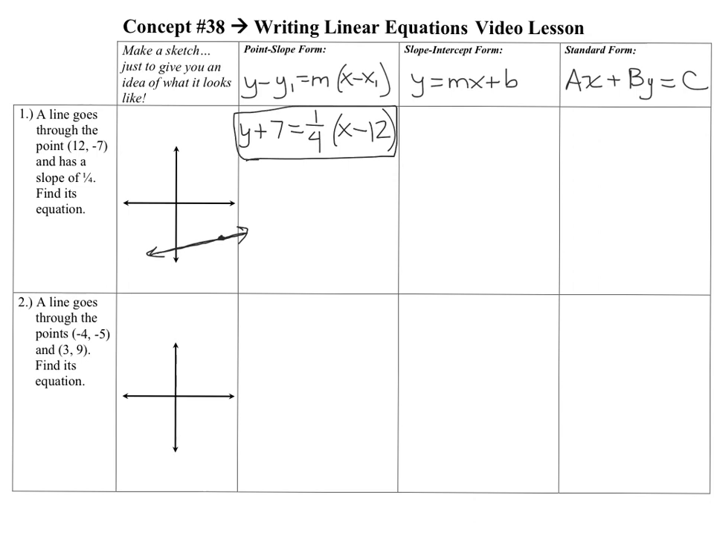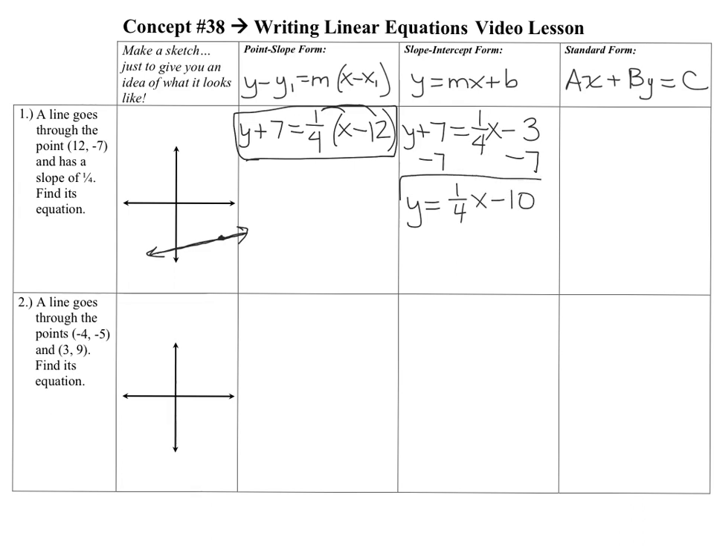Now, if you have your point slope form, you can convert it to slope intercept form and standard form by just moving numbers around. So let's convert this to slope intercept form. All we have to do is solve for y. I'm going to distribute the 1/4 to the x minus 12, which gives me y plus 7 equals 1/4 x, and then 1/4 times negative 12 is negative 3, because 1/4 of 12 is 3. Then I'm going to subtract 7 from both sides, because I'm trying to get y alone. And I'm left with y equals 1/4 x minus 10.